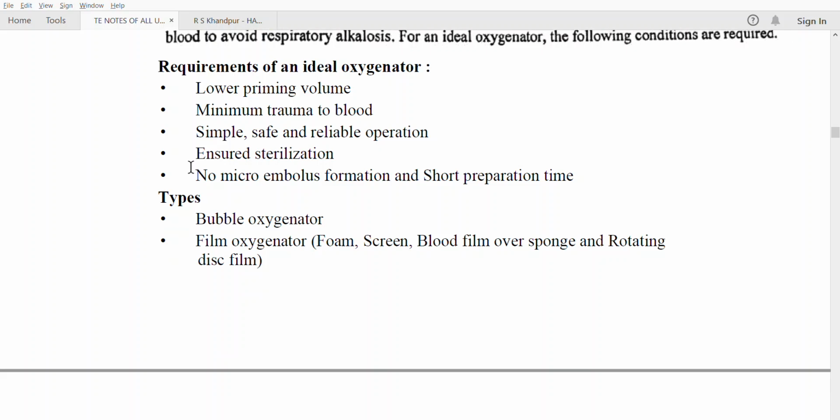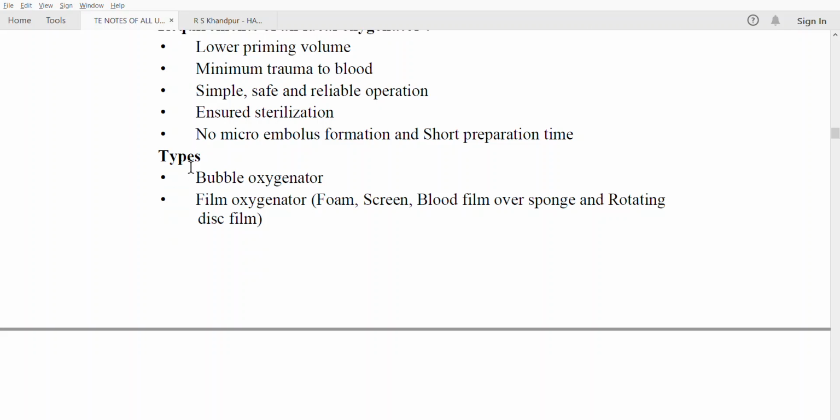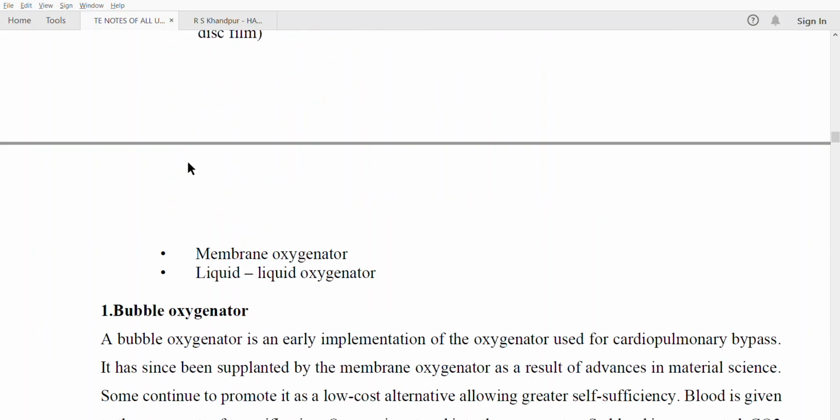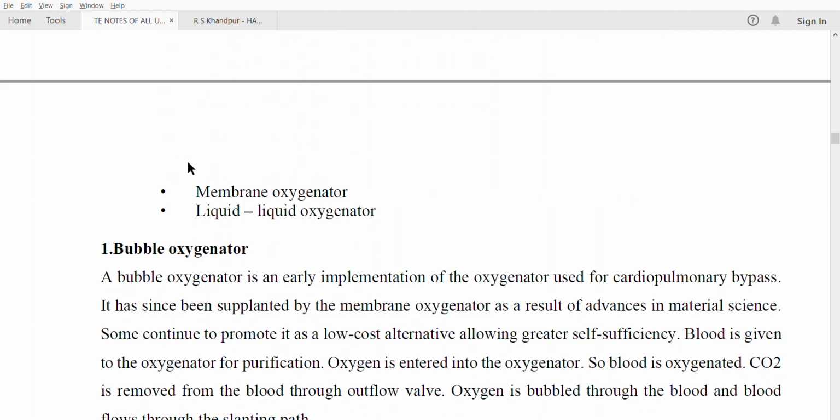So what are the types? Bubble oxygenators, film oxygenators such as foam, screen, blood film over sponge, rotating disc, membrane oxygenators, and liquid oxygenators.